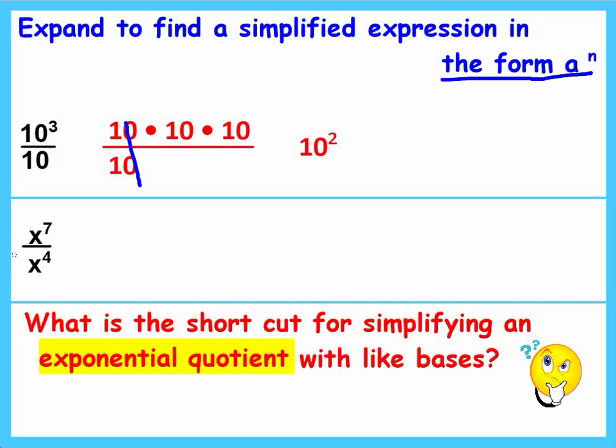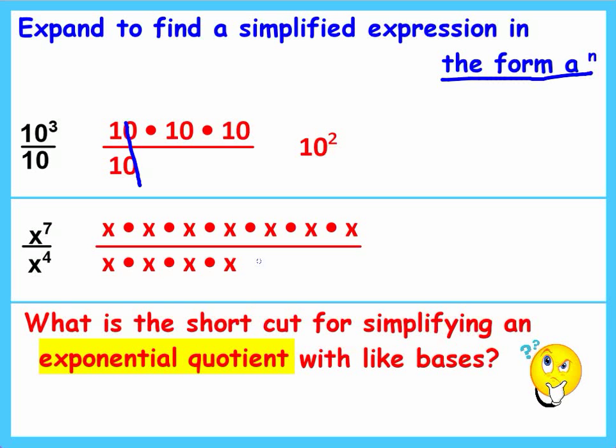The second one, you should have written out a bunch of x over x's. Figure out which ones divide to make 1. And now you've got 1 times 1 times 1, which doesn't change anything, and you're left with x 3 times, or x to the third power.